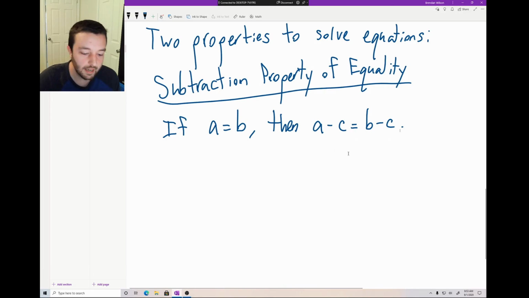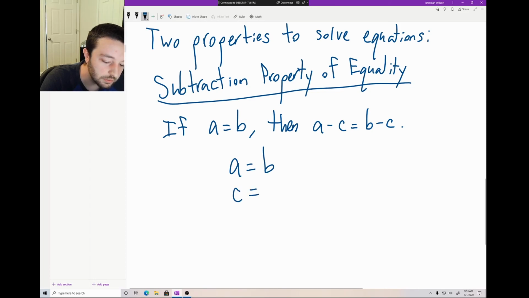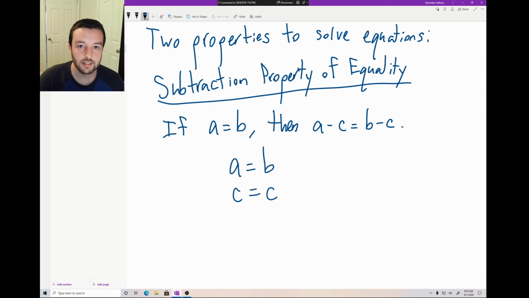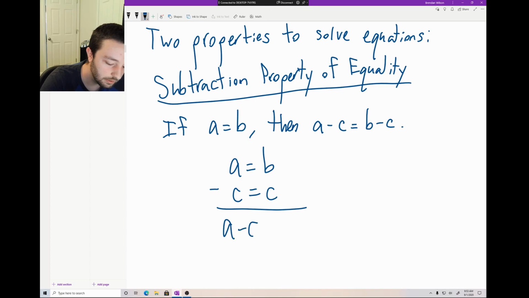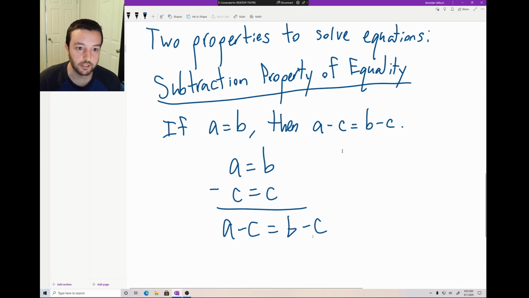So the idea is if A and B are the same thing, C is certainly the same thing as C. So we have these two equations, right? We have A equals B, C equals C. All we're saying is we can combine these and make a third true equation. We can just subtract the equations and we get a third equation. Okay.